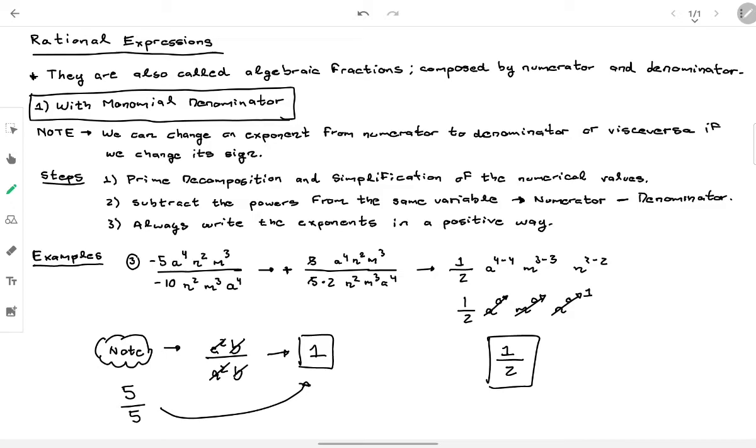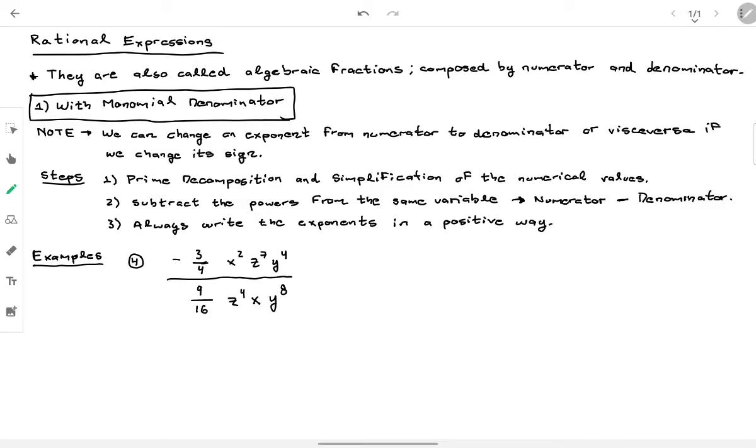Let's do one last example. So what happens when we have a fraction divided by a fraction? So let's see here. First, it's going to be simple. Negative divided by a positive is going to be negative, so our answer is going to be negative. What happens then? It's going to be 3/4 divided by 9/16. That means we can flip the second fraction in order to make it a multiplication, and it's going to be 3/4 multiplied by 16/9.